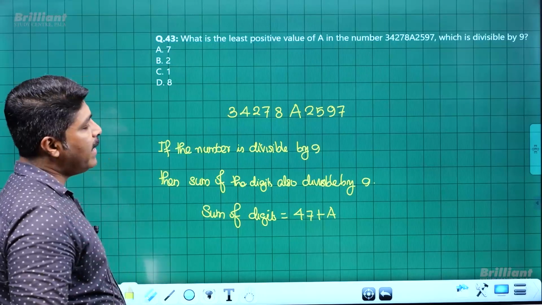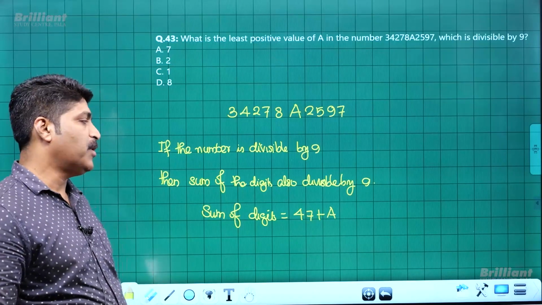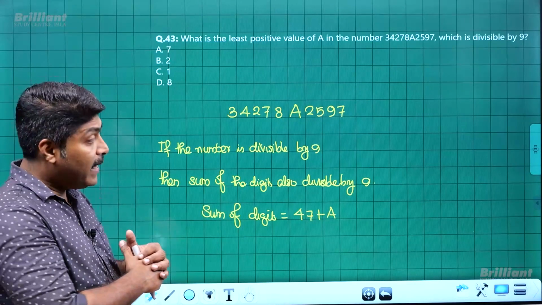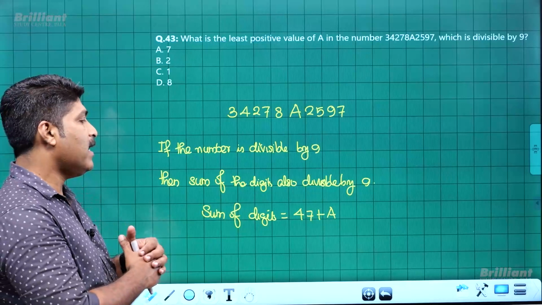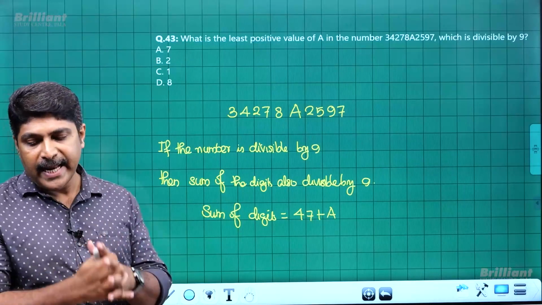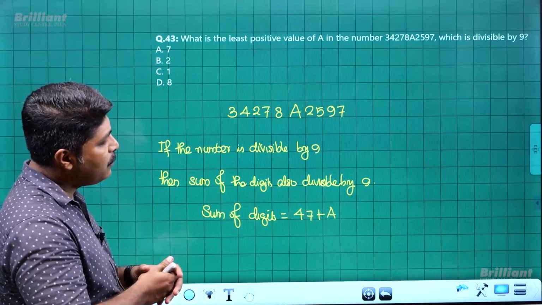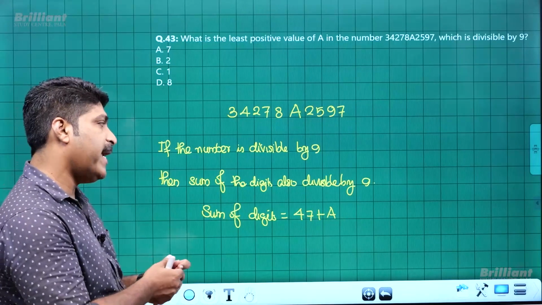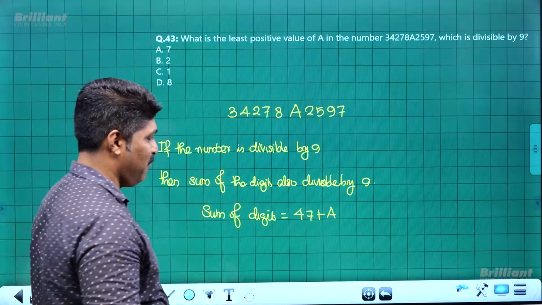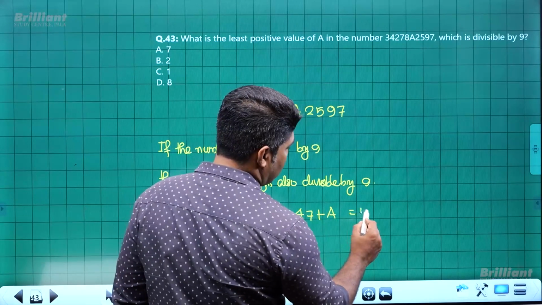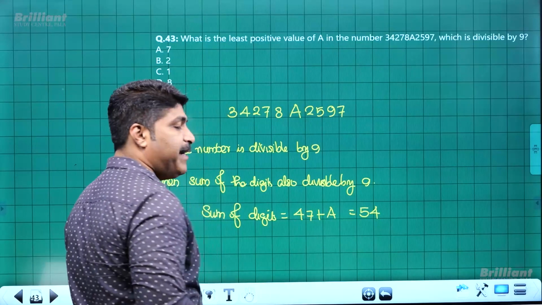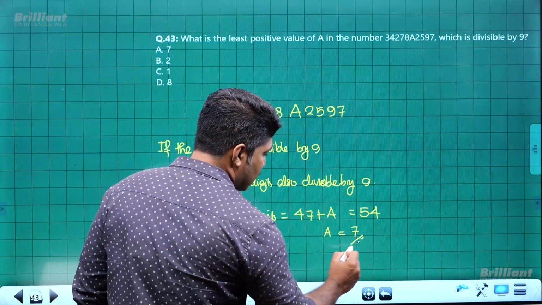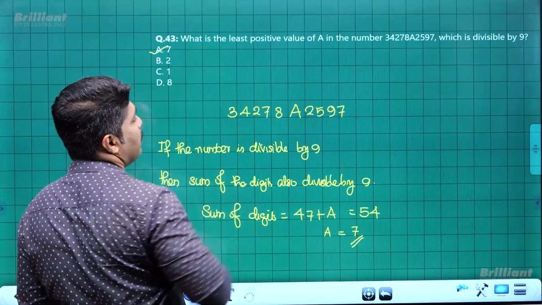If we want to make it a multiple of 9, what should be the value of A? So which will be the immediately next multiple of 9 here? Whenever we are thinking about the next multiple of 9, that is nothing but 54. So that's the immediately next multiple of 9. Therefore, what could be the value of A? A is equal to 7. The least such value of A is 7.